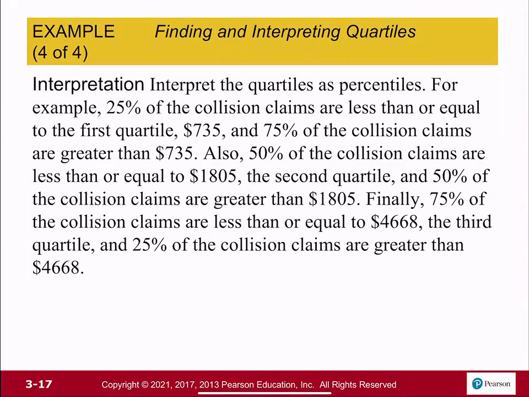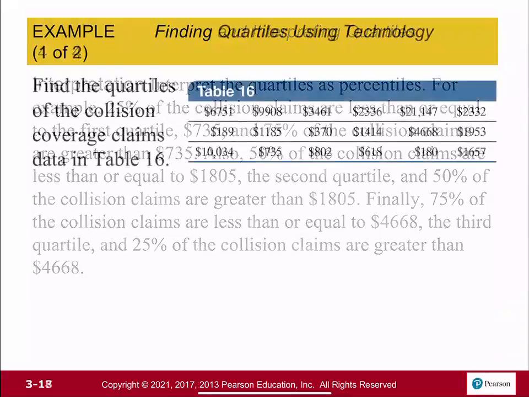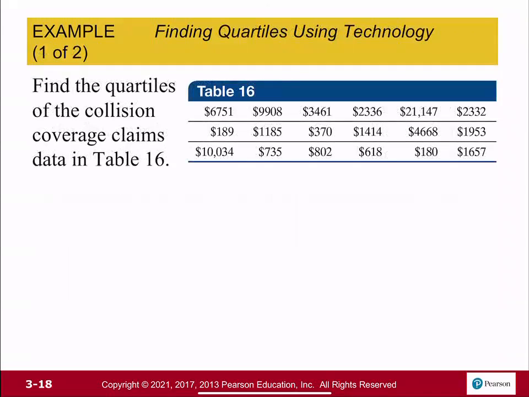Now for the third quartile, 75% of the collision claims are less than or equal to $4,668, and 25% of the collision claims are greater than $4,668. All right, so now find the quartiles of the collision claims data in this table.